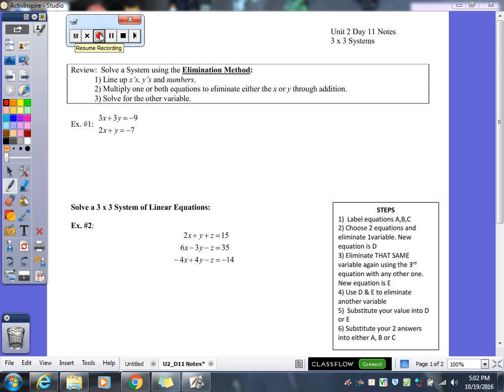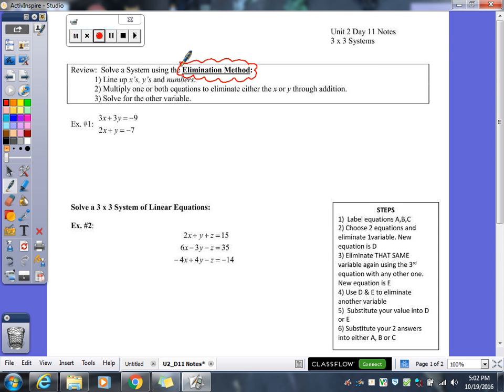Okay, so we're continuing on with our systems. We did our systems graphically and using the substitution method on day 10. Today we're going to do day 11, which is using our elimination method. Our elimination method is actually used a lot more often, especially when you're dealing with word problems, and especially when you get into what we're dealing with today, which is our system of 3 equations.